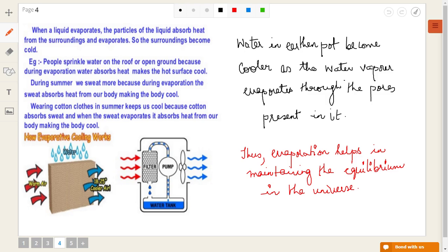There is another example where water kept in an earthen pot becomes cooler because the water vapor from the hot water present evaporates through the pores present in it. As a result, the water which is present becomes cooler. Overall, in all the slides, we can just say that evaporation is very much essential for maintaining the equilibrium in the universe, in the system.